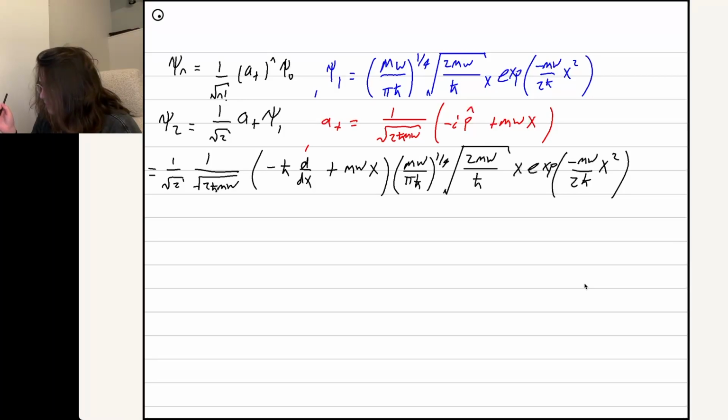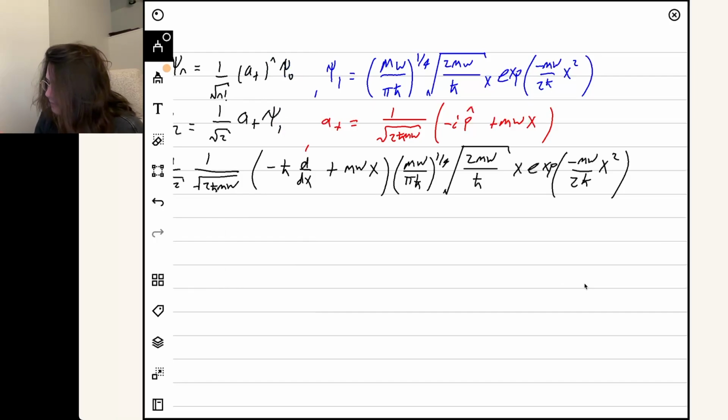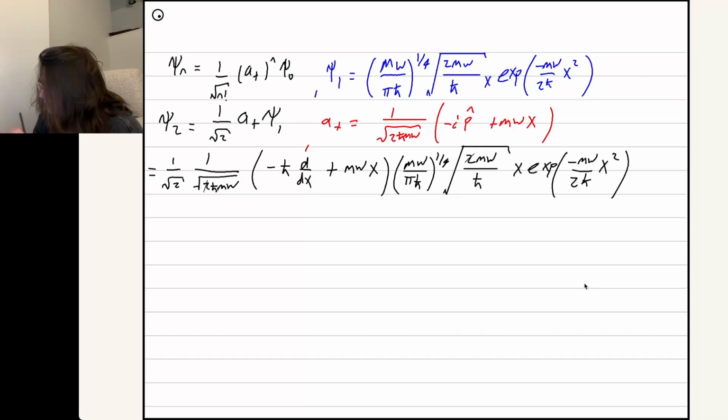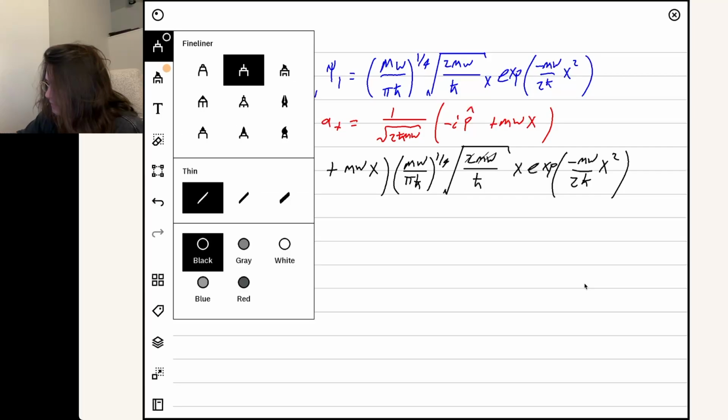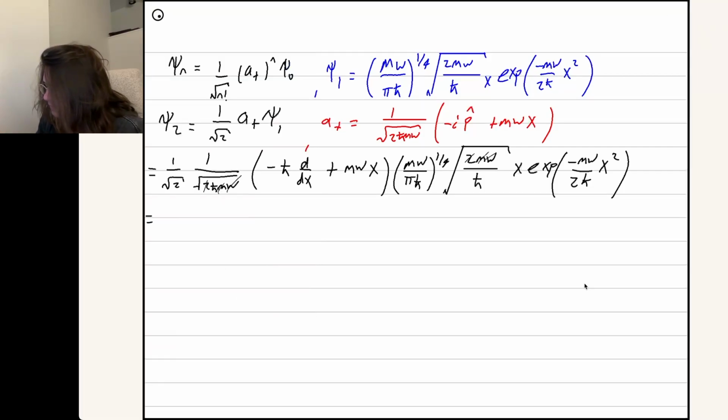Already we can cancel stuff out, thankfully. We can get rid of this root 2, canceling this root 2, this m with this m, this omega with this omega. And we can move that h bar there all the way up front to look like 1 over h bar times root 2. Still have this weird (m omega over pi h bar) to the 1/4. That's not really going to go away.